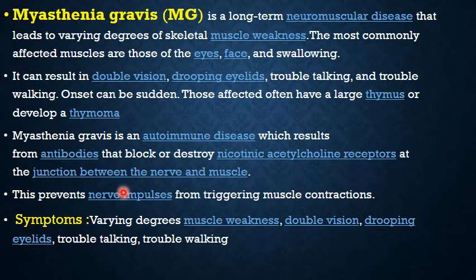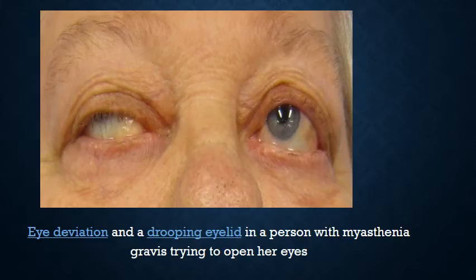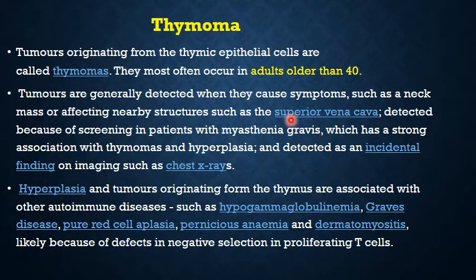As we say, the symptoms are varying degrees of muscle weakness, double vision, drooping eye, trouble walking, and trouble talking. The treatment of choice, of course, if it is thymoma or even thymic hyperplasia, is surgical removal of the thymus, or plasmapheresis, because of the autoantibody to the nicotinic acetylcholine receptor. This is a photograph of a patient with myasthenia gravis with drooping of the eye and eye deviation, and the patient tries to open his eye but is unable to open his eye. The thymoma is a tumor resulting from thymic epithelial cells.